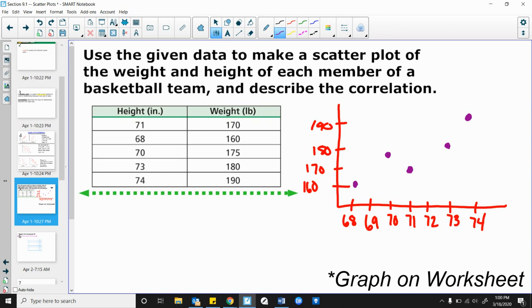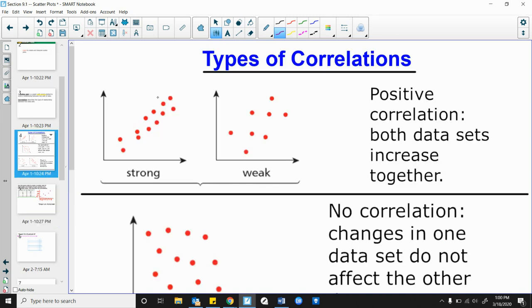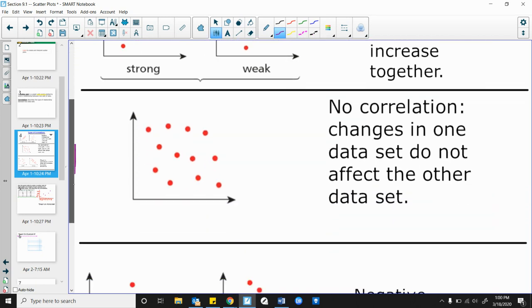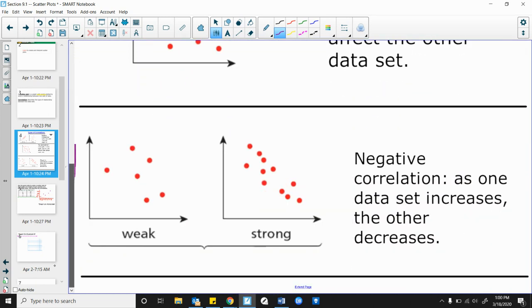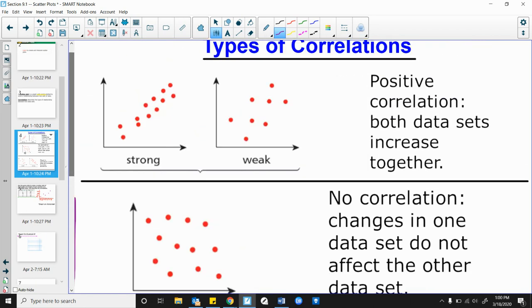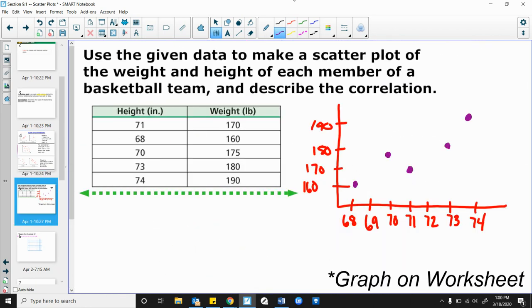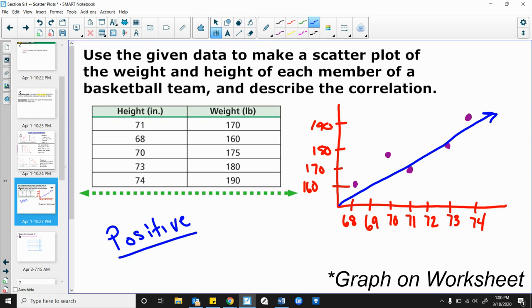Okay, so it's said to use the given data to make a scatter plot of the weight and height of each member and then describe the correlation. Well, looking at this, remember we had our three different kinds. We had a positive, we had a no correlation, we had a negative correlation. Looking at my graph here, which one does this look like? I would say that this looks like a positive correlation. So you can write down here positive.